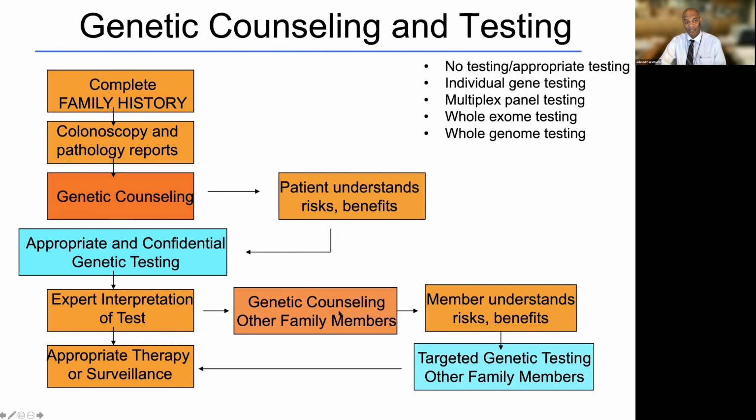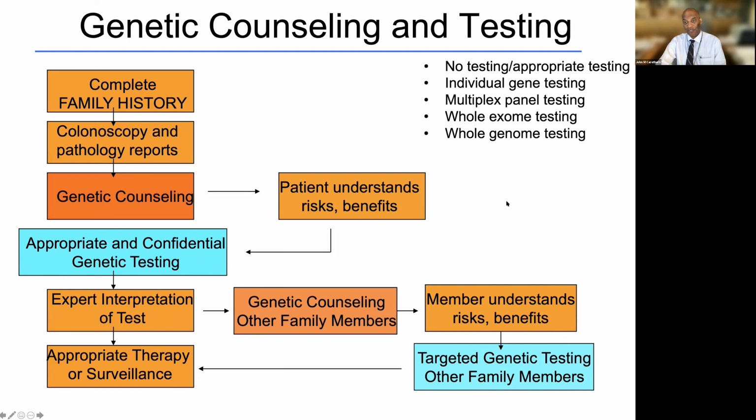Our approach is to take a complete family history, look at all the reports, and then provide genetic counseling with the patient understanding those risks and benefits, and do the appropriate and confidential genetic testing. We interpret the tests, and then may provide genetic counseling to other family members, and then do targeted genetic testing depending on the results of that test for appropriate surveillance or therapy.